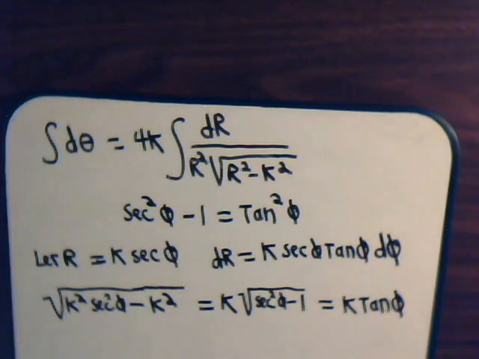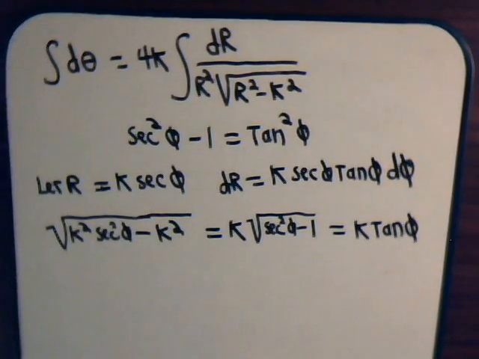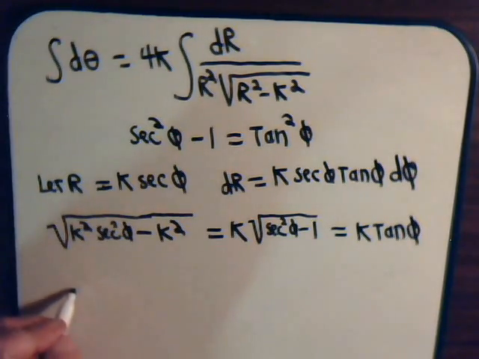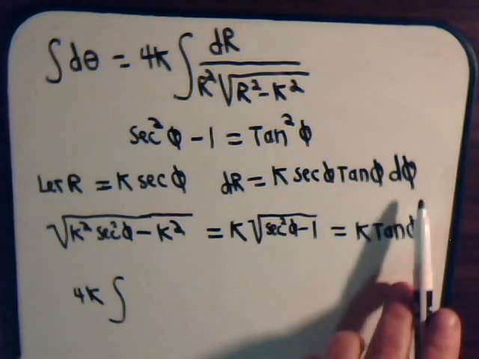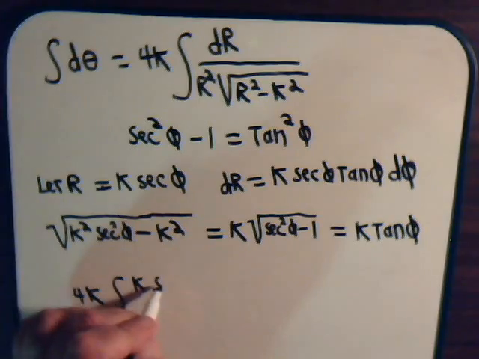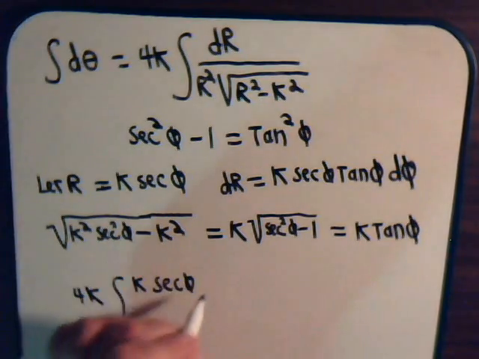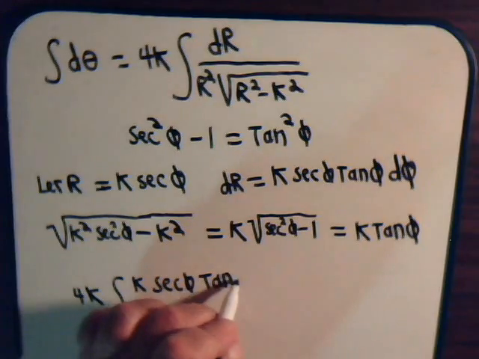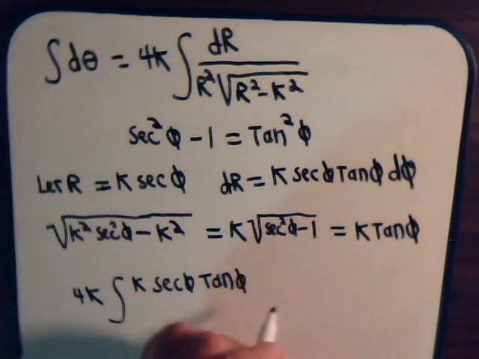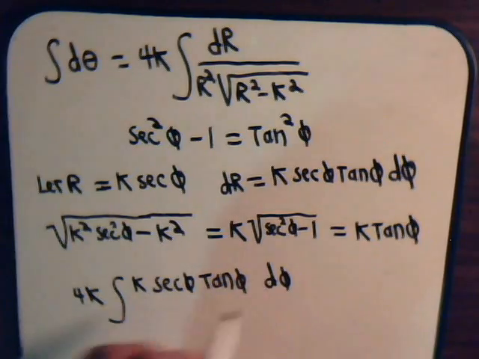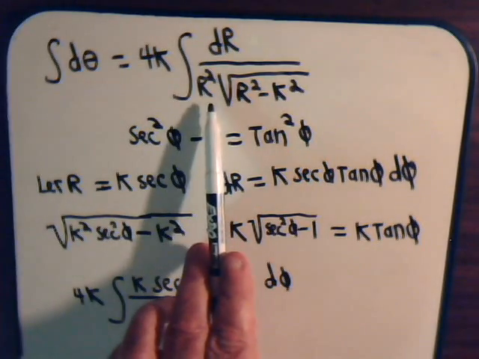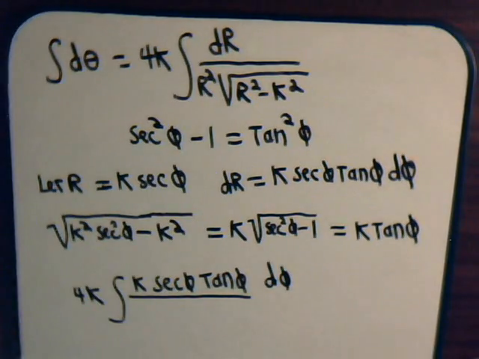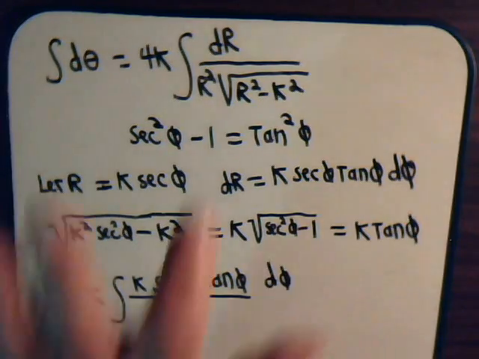So let's do that first. We have 4k, and then the integral of dr, that is this, k times secant psi tangent psi d psi, and it is divided by this, r squared. And actually that is not r squared, that is just r.